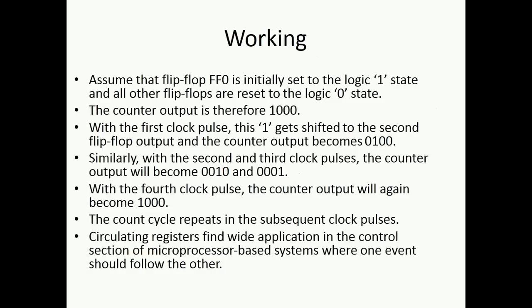So you can see the explanation. Initially we have 1000. That means flip-flop number 0 is set to logic 1, whereas the others are at logic 0. So one by one, this 1 will be transmitted to the next and next outputs of the flip-flops. That is why it is known as circulating register, because it is just circulating the event to the next flip-flop.